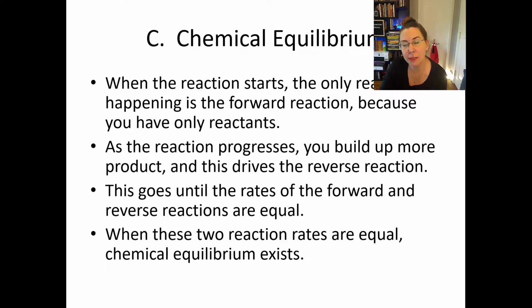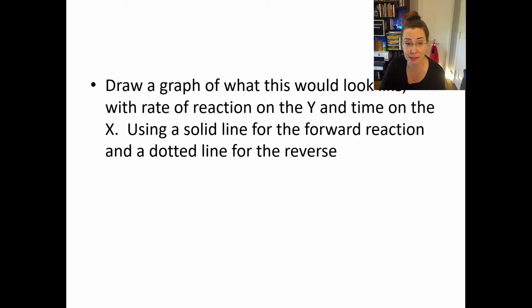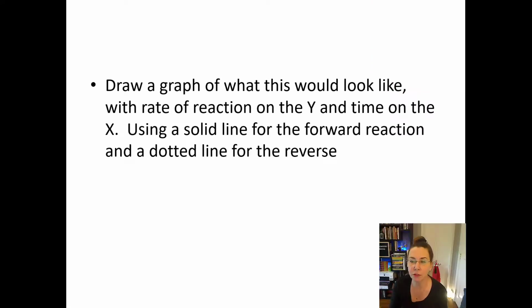When these two reaction rates are equal, we say that chemical equilibrium exists. So let's draw a graph of what this would look like, with the rate of reaction on the y-axis and time on the x. Here are our two axes, rate on our y and time on our x. We're going to use a solid line for the forward reaction and a dotted line for the reverse.